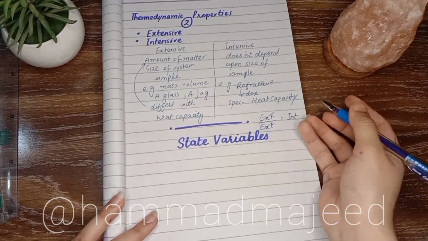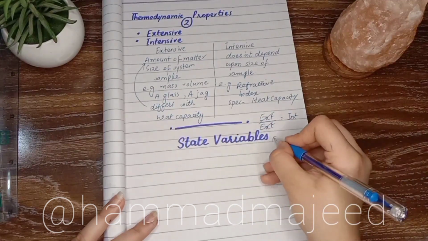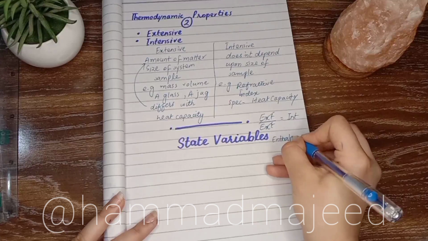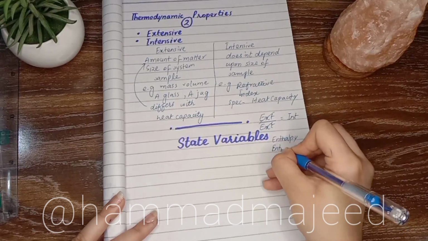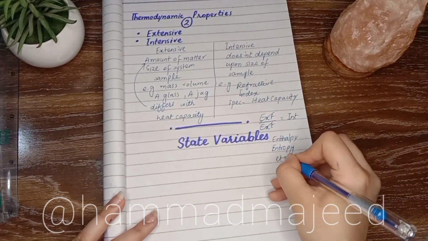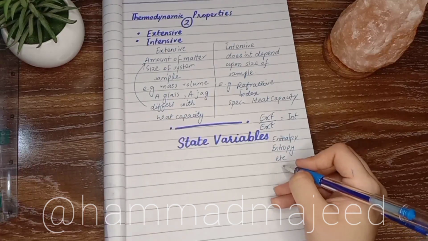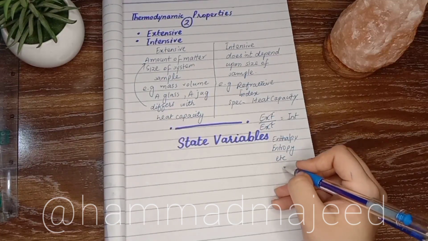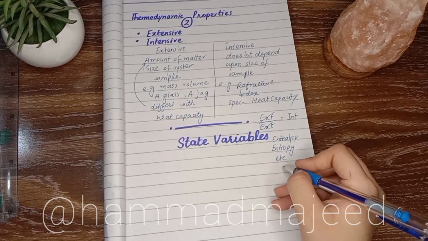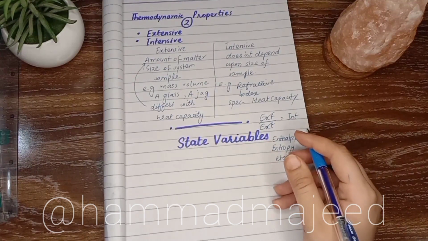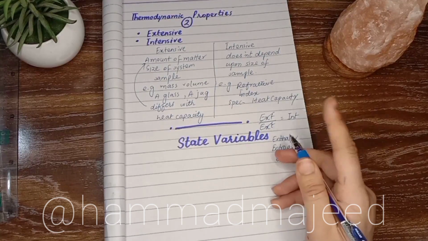So one more thing which I'm going to tell you is that when extensive properties are over extensive properties, they both cancel out and they become intensive properties. For example, enthalpy, entropy, Gibbs free energy, and internal energy, all of these terms are extensive properties.